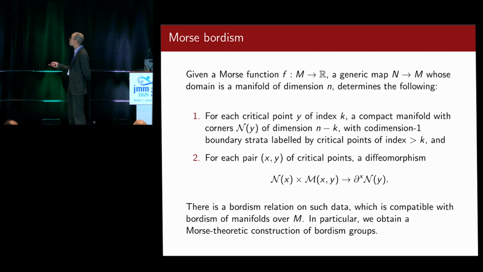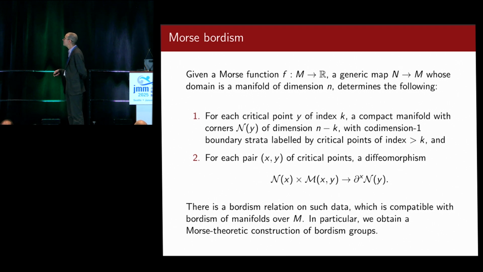which can be achieved by generic perturbation, assuming that this manifold N is transverse to the ascending manifold of the critical points, the things that we talked about earlier. So what you get, if you assume this transversality condition, is you can take the inverse image of these critical points, and what you will get is a compact manifold with corners. I call it here N of Y. I made it curly to indicate that somehow it's some other piece of data. You get one for each critical point Y of index K. Okay? And the manifold will have dimension N minus K.